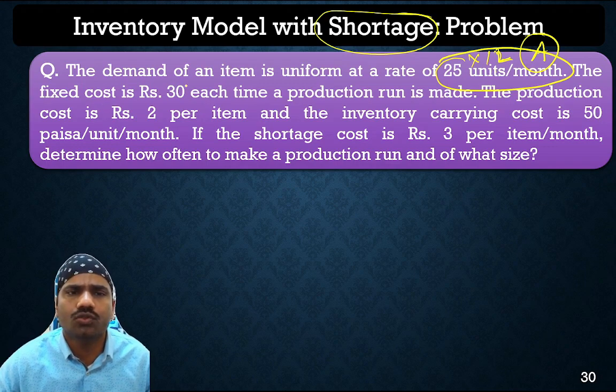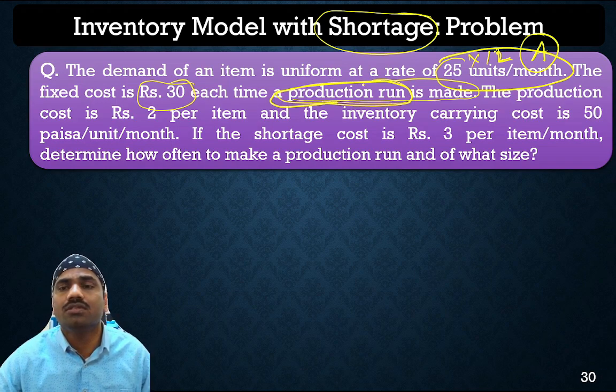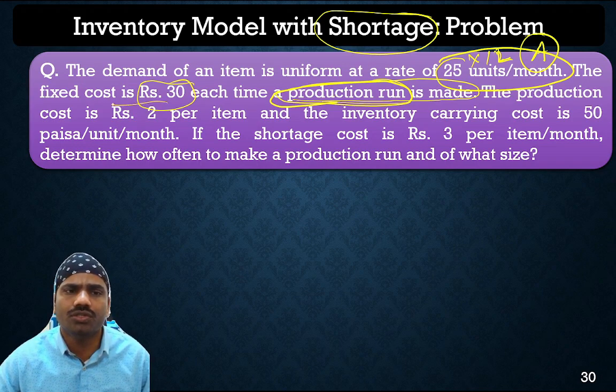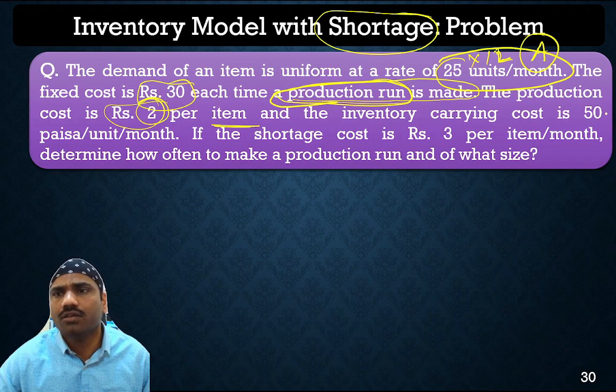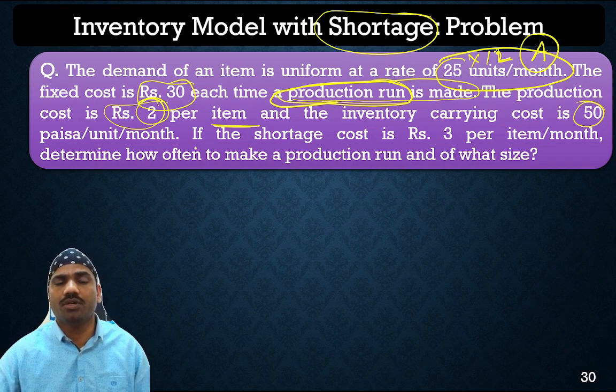The fixed cost is rupees 30. Each time a production run is made, this is the setup cost, and that is S. The production cost is rupees 2, the unit cost per item, so this is the production cost C. And the inventory carrying cost CI is 50 paisa per unit per month.